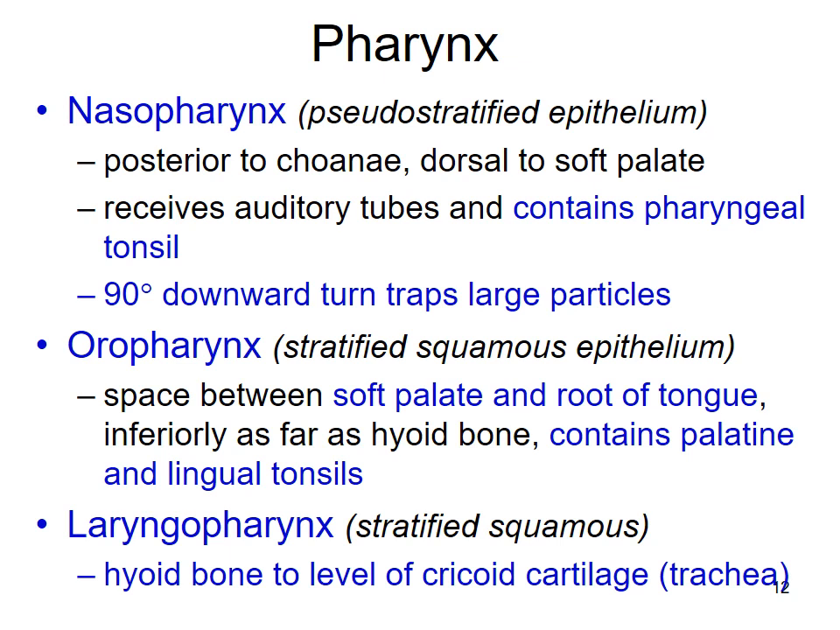And the last part of the pharynx will be the laryngopharynx. This is where you have an interaction between the larynx up by the hyoid bone all the way down to the cricoid cartilage, which is going to be the start of your trachea.